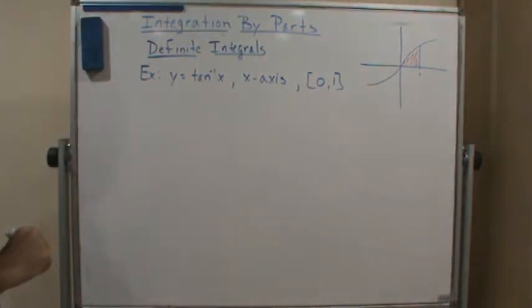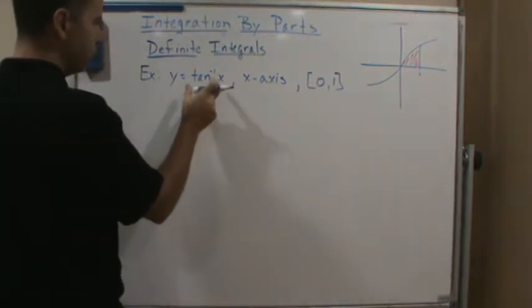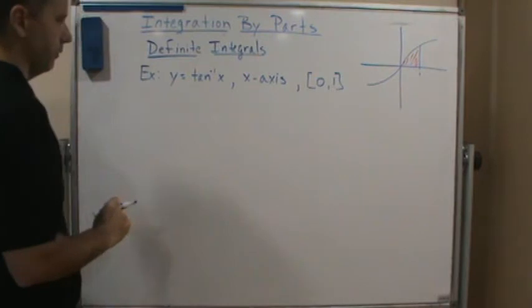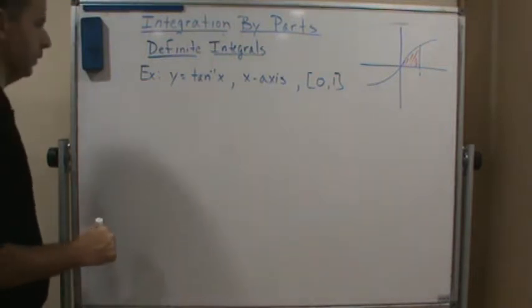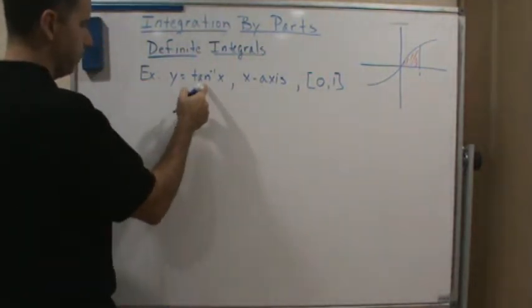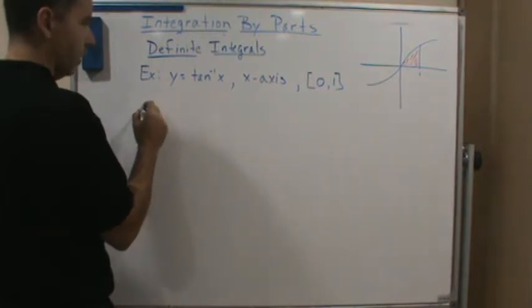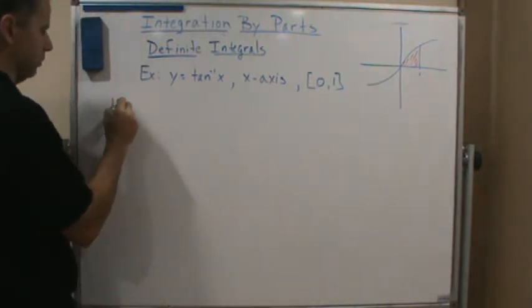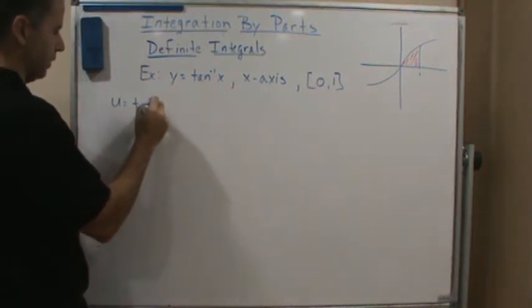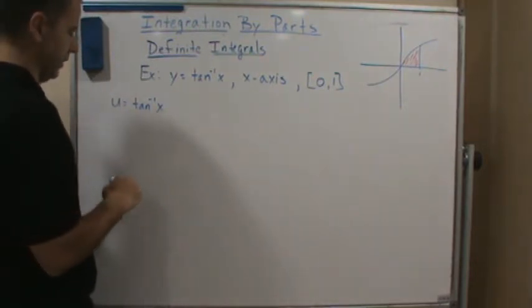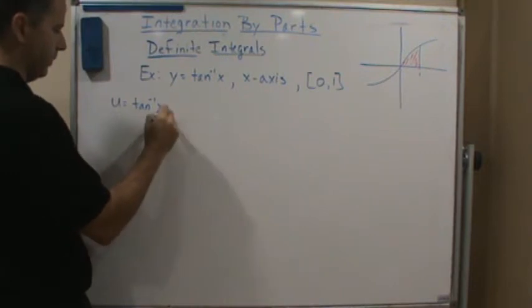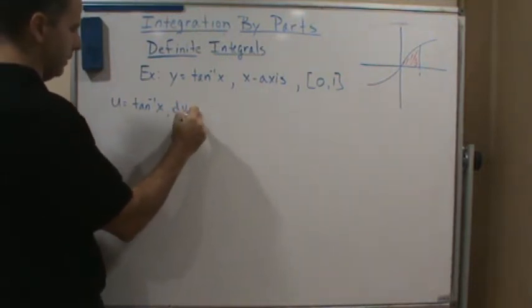Okay, so how do we begin? Well, we need to integrate this, but it looks like we only have one function. So just like before, the other function is going to be just the constant function 1. So we're going to let u equal the tangent inverse of x, because we can't integrate this the way it is, and dv will equal dx.